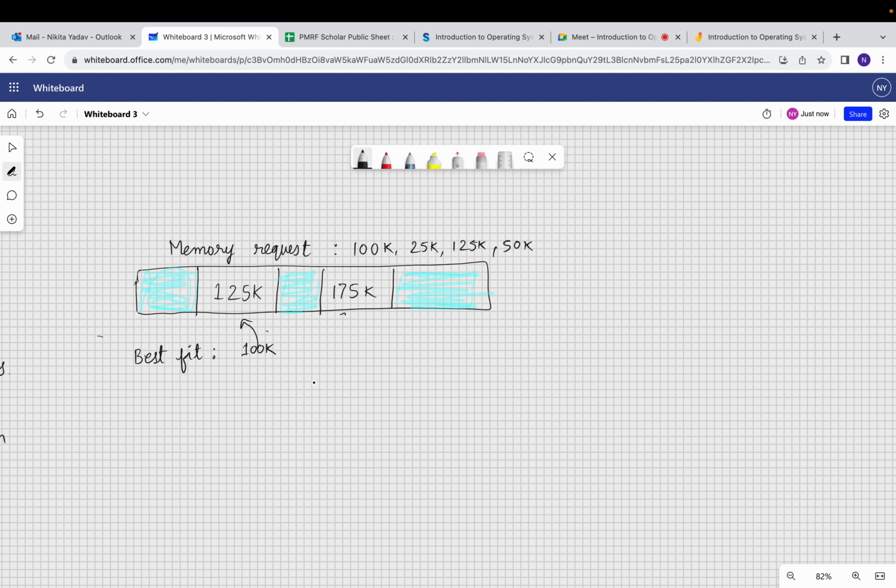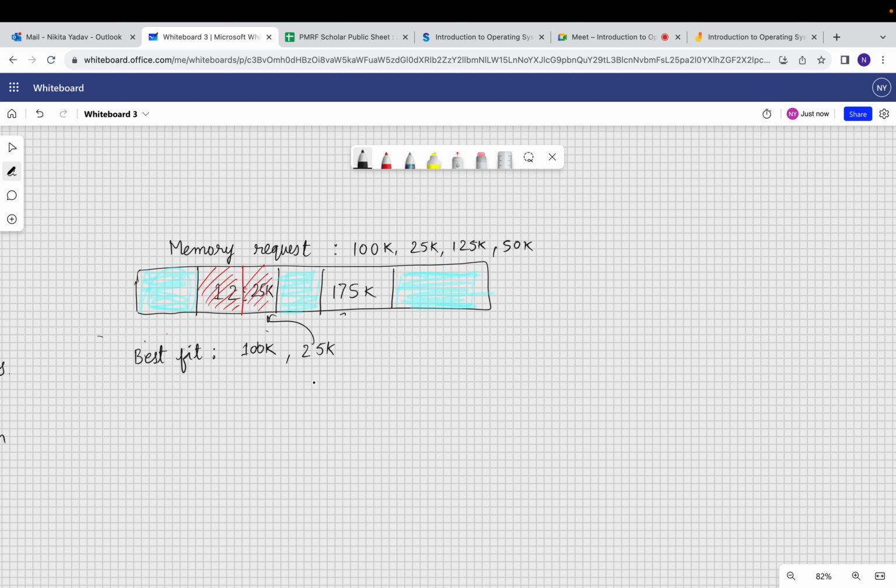Which means this 100 kilobytes is going to be allocated, and the left part is 25 kilobytes. 25 kilobytes is left now. Now the second request is 25 kilobytes. You again go through the memory map, free memory blocks 25 and 175, and of course you are going to store it in the 25 block, because it perfectly fits, so this is taken now.